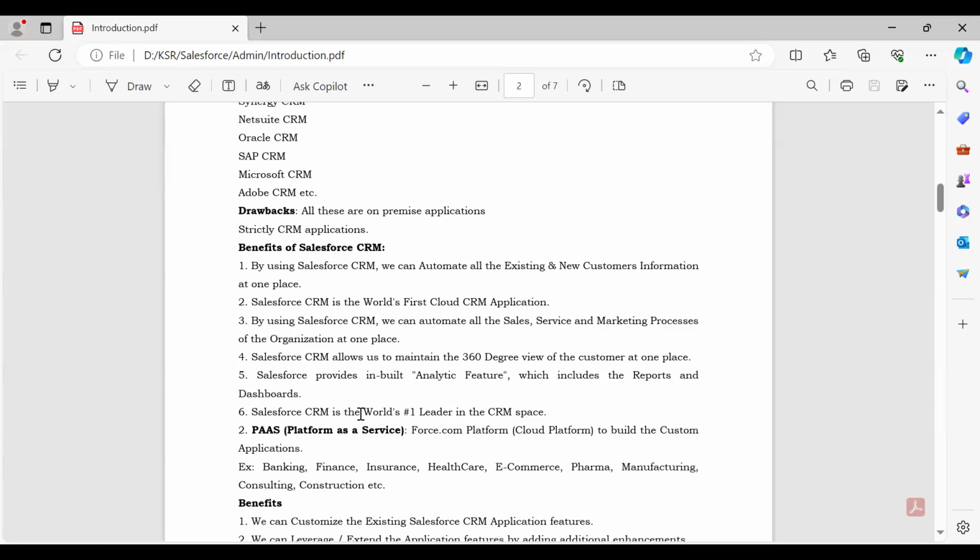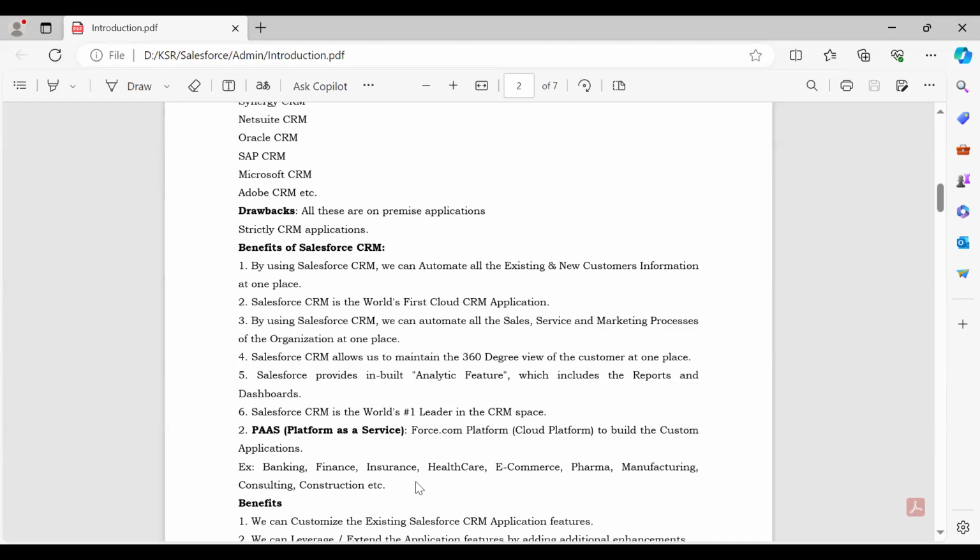Suppose a construction company wants to use the Salesforce CRM application. We have big construction companies. To automate their business processes, if they want to use Salesforce CRM, is there any ready-made application provided by Salesforce to automate construction related activities or processes? No. So in such a case, what do we have to do? We have to build the application for that construction company.